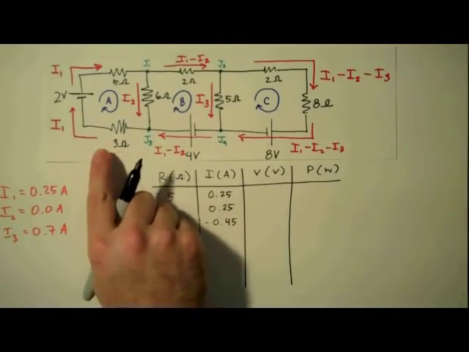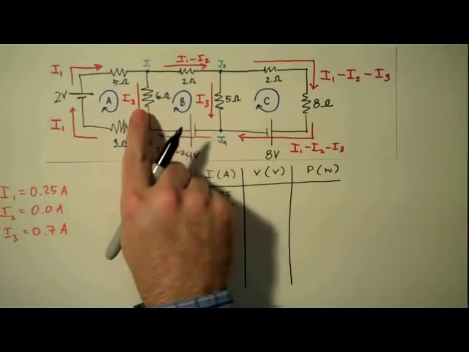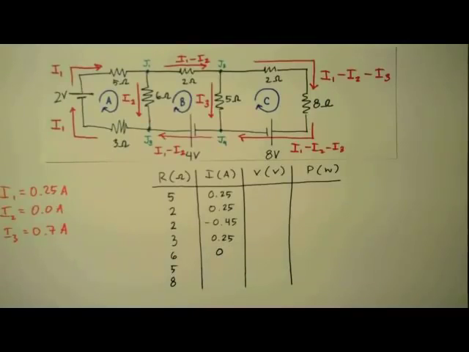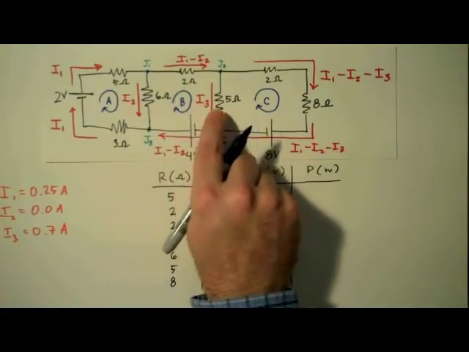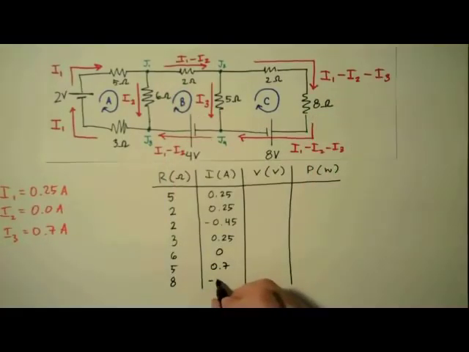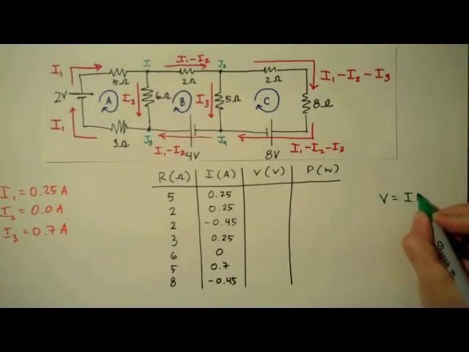Okay, so the 3 ohm resistor here sees I1, which is 0.25 amps. The 6 ohm in the center leg here sees I2, which is 0 amps. Again, unplanned, but really cool. Then the 5 ohm resistor sees I3, which is 0.7 amps, and the 8 ohm resistor, just like the 2 ohm above it, sees negative 0.45 amps. Excellent. Now that we have all these currents, we can use Ohm's law to determine the voltages across our resistors.